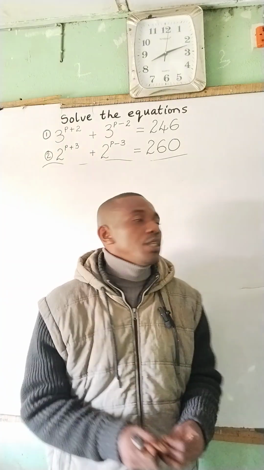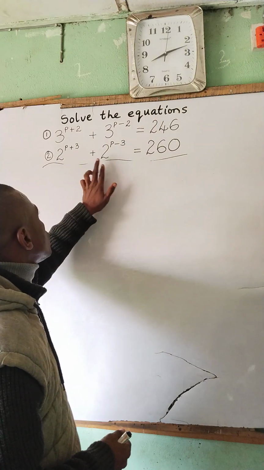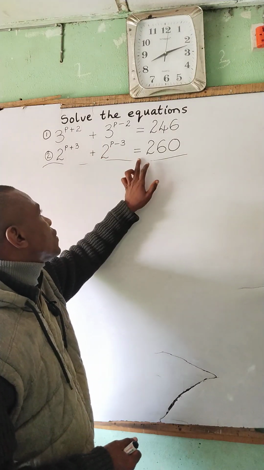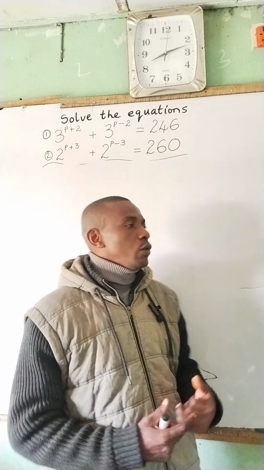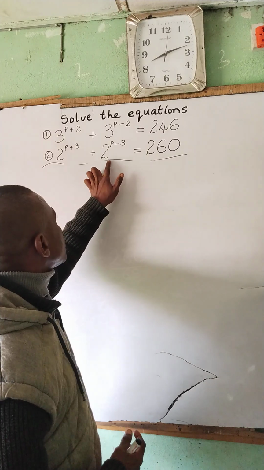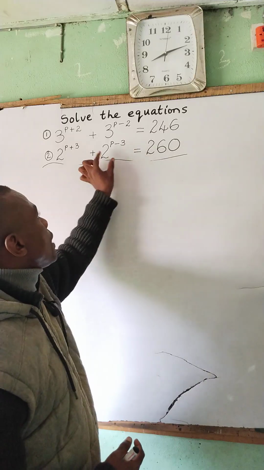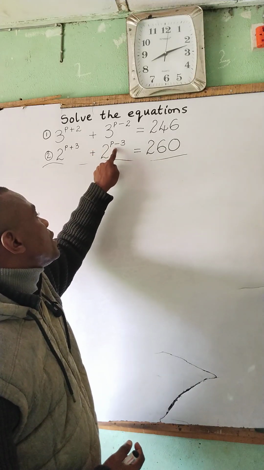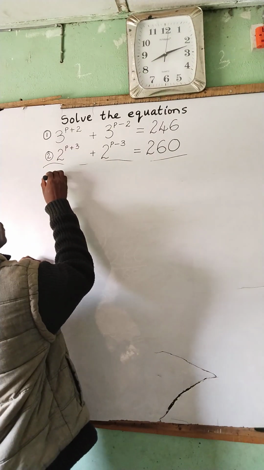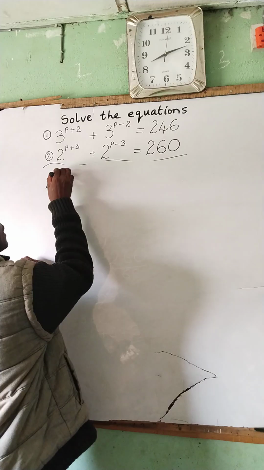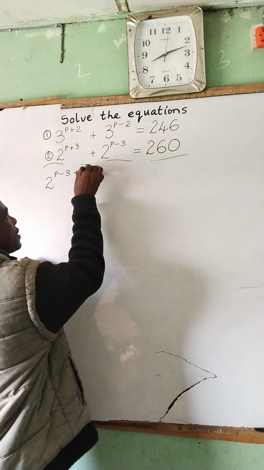In question number 2, we have: solve 2 to power p plus 3 plus 2 to power p minus 3 is equal to 260. Now, to solve this question, when you look at the second expression, you will observe that we have 2 to power p minus 3. I will make this exponent p minus 3 appear in the first term as well, which is 2 to power p minus 3 plus 6.